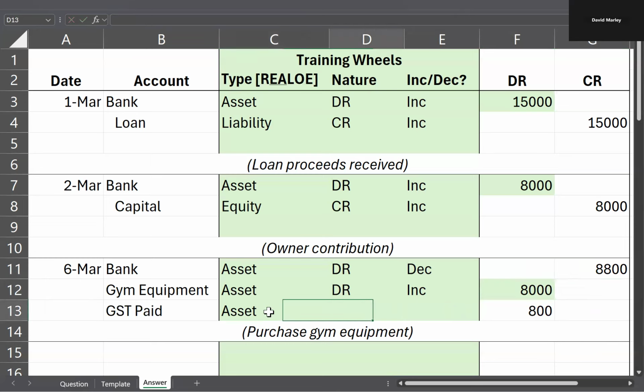This is an asset. GST paid is an asset because I'm going to get it refunded to me in the future if I'm registered for GST. So it's a future benefit to me. GST collected is the liability one if you're a little bit confused on that. That's what you get on sales and you have to pay that in the future. All right. Debits still equal credits. I'm happy with that.